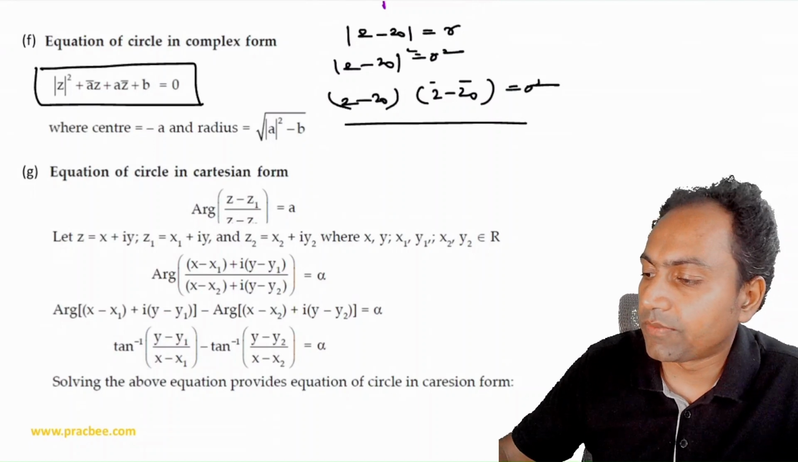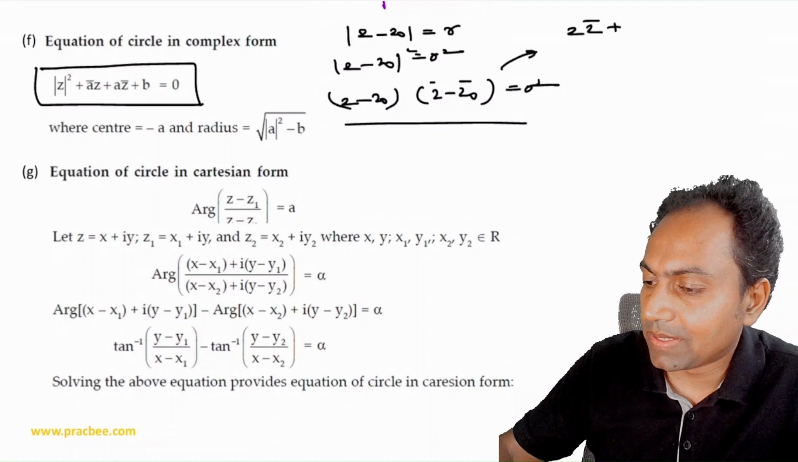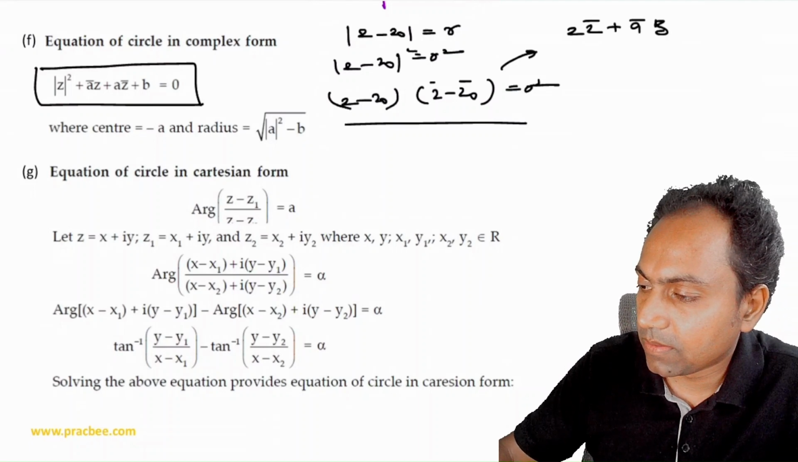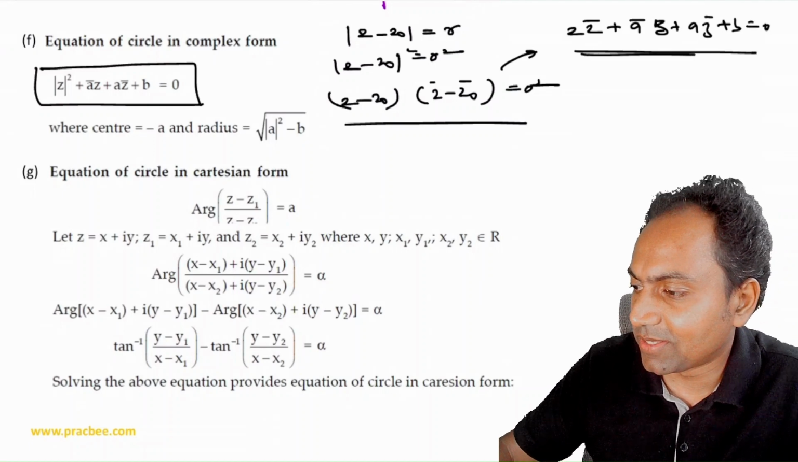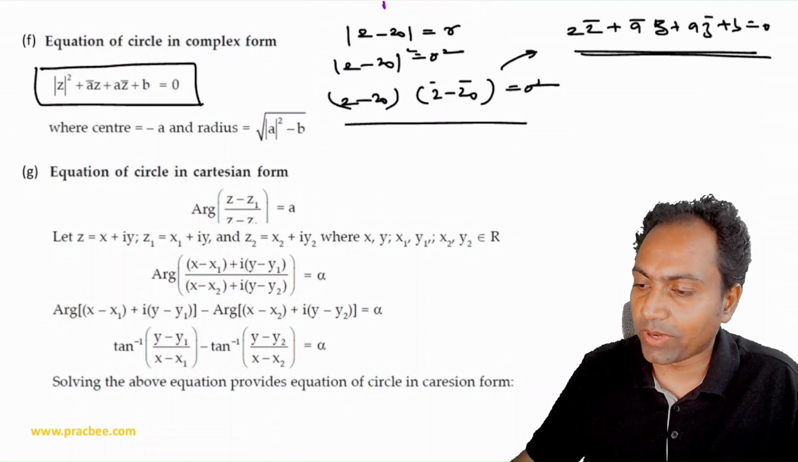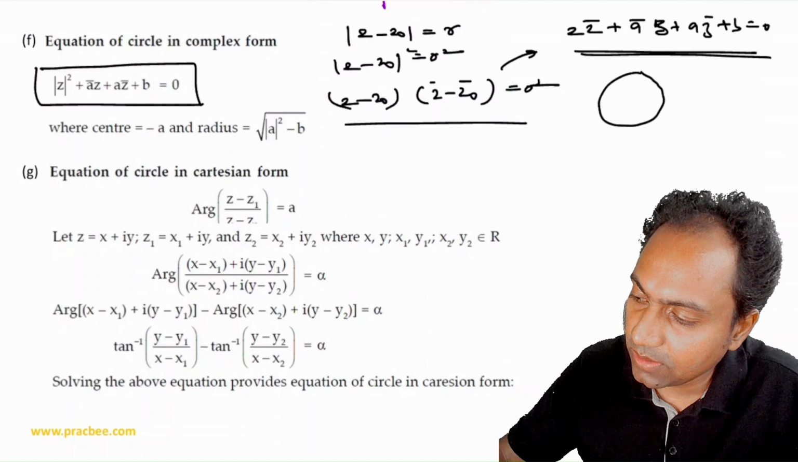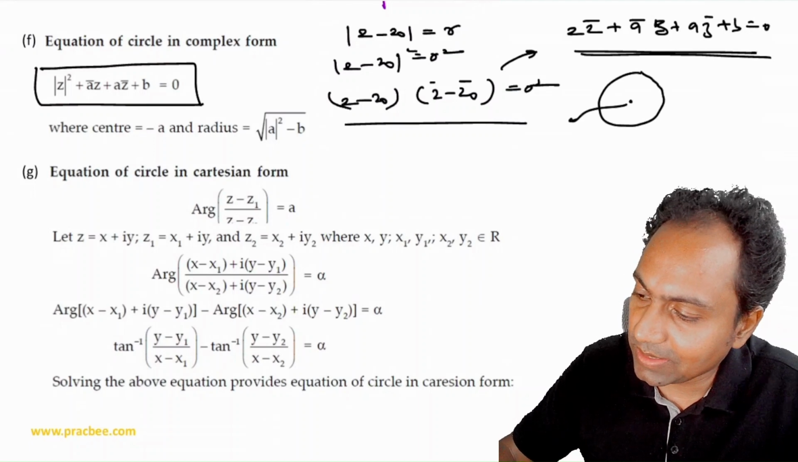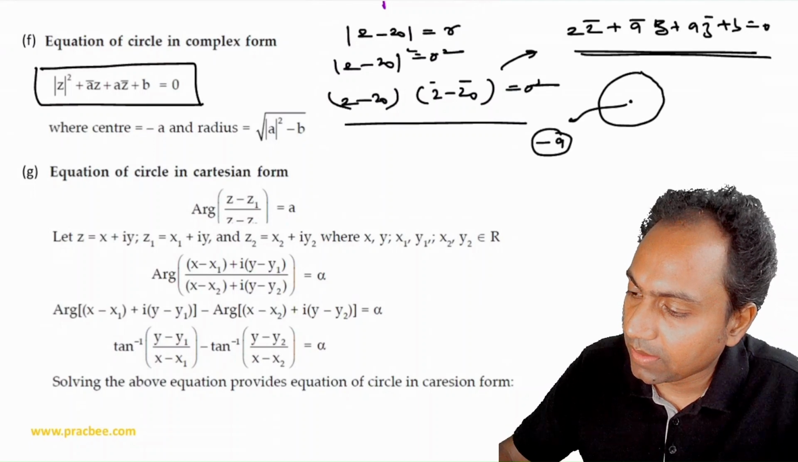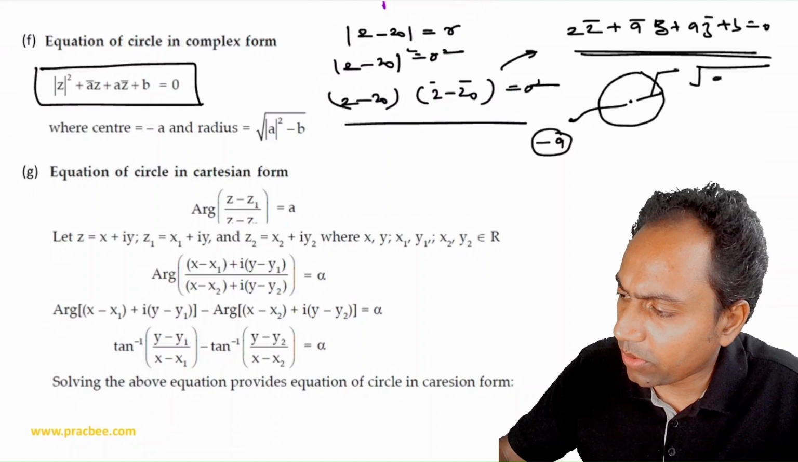So if you simplify this, it will become z z bar plus a bar z plus a z bar plus b equal to 0. So this becomes nothing but the general equation of a circle. And here, once you get both the equations and compare, you will get the center of this circle. So if I draw this circle, the center of this circle will be minus a. And the radius of this circle would be root of mod a whole square minus b.